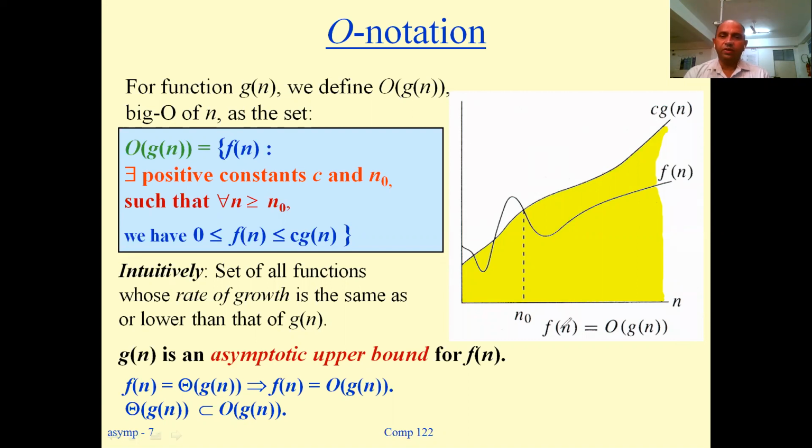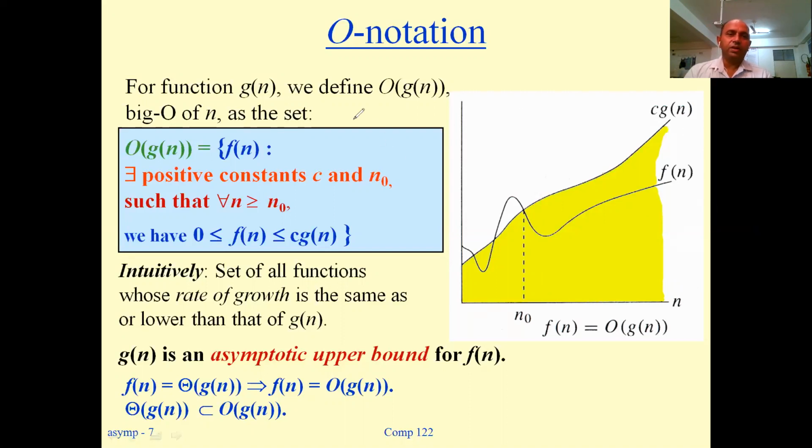In this figure, along the x-axis we have n, that is the size of input, and along the y-axis we have the values of the functions f(n) and c·g(n). Here n naught is the minimum value. The two functions f(n) and c·g(n) intersect, which means they are equal at the point n naught, the minimum value of n. Here you can see that c·g(n) is the larger function and f(n) is the smaller function.